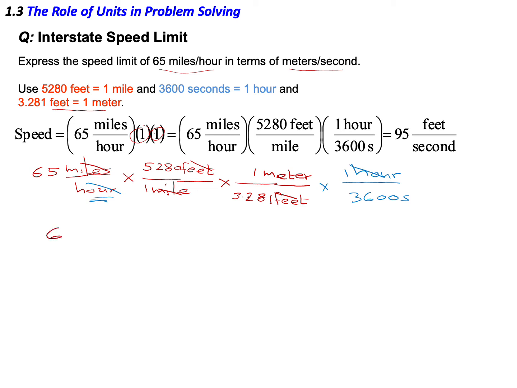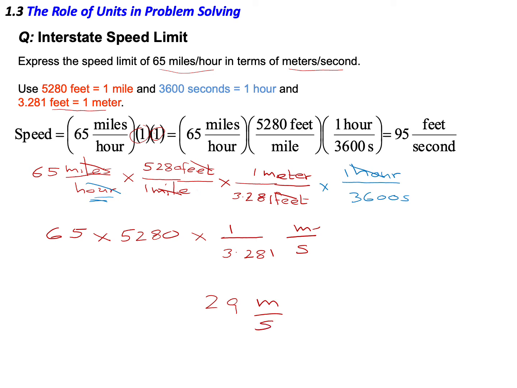So now you can rewrite 65. There are no units here because all cancelled. 5,280, and the third term is 1 divided by 3.281, and your final unit is meters. You can use m for meters and s for seconds. So this is your final answer. If you do the calculation, I think the final answer is 29 meters per second.